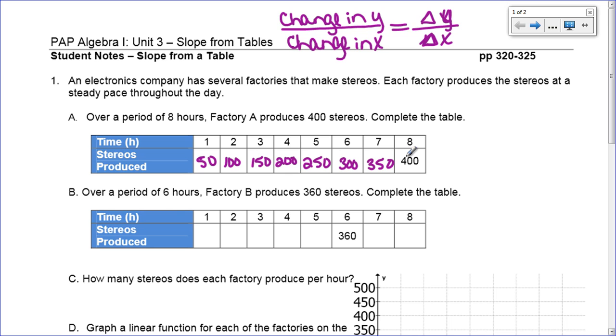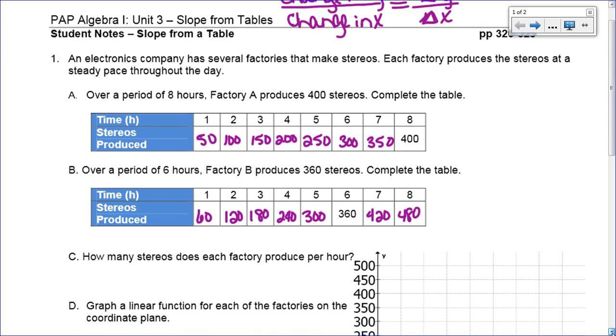And then the next one, Factory B, over a period of 6 hours, produces 360 stereos. Same thing, I've got to figure out how many stereos they make in 1 hour. So 360 divided by 6 is 60. So in hour one there was 60, then there was 120, then 180, 240, 300, and then we get to go over here and keep going. This would be 420, and this would be 480. So that's how many they would make. That's your table.